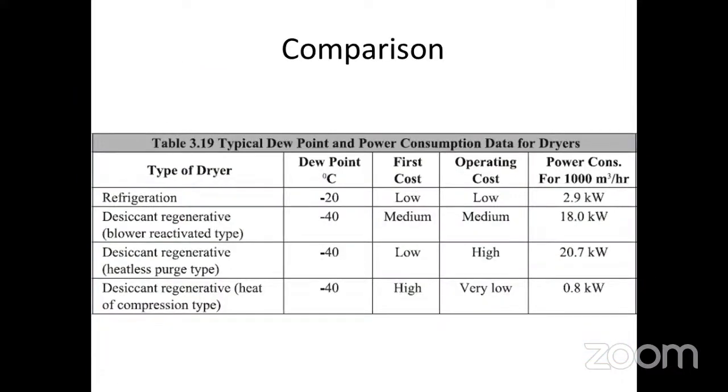That's all. Comparison. This one I think you asked about, right, sir? Refrigeration consumes only 2.9 kilowatt for 1000 cubic meters per hour. Desiccant regeneration consumes 18 kilowatt. Heatless purge type consumes 20.7. Desiccant regenerative, heat of compression type, only 0.8. Only thing, we need to keep this word in mind, sir: desiccant regenerative heat of compression type, using the heat generated. This is the one that is mostly used, sir.